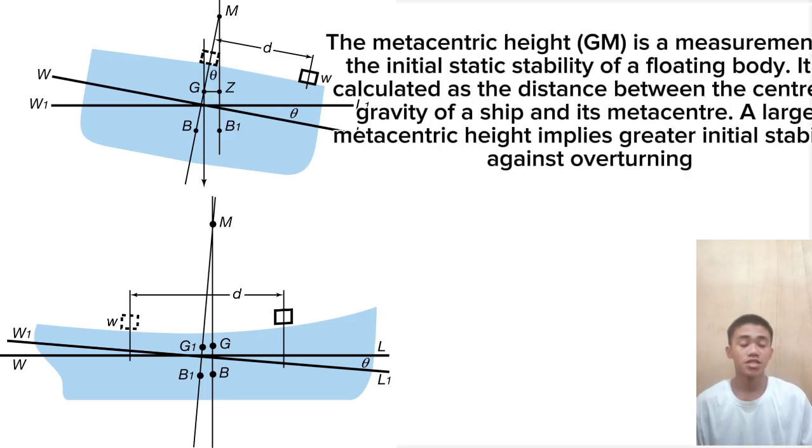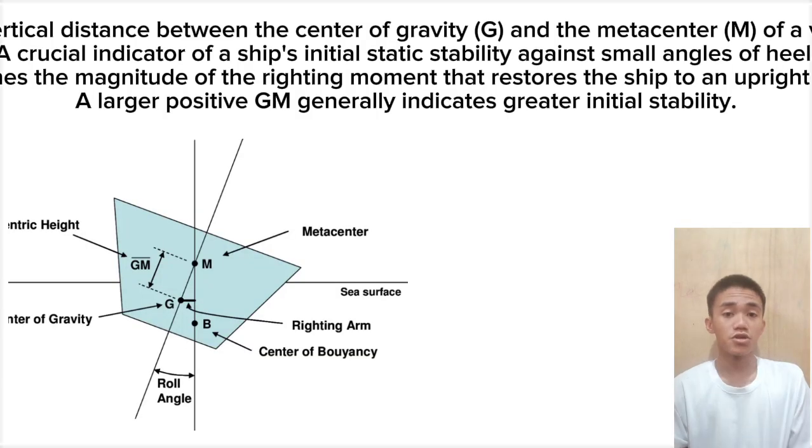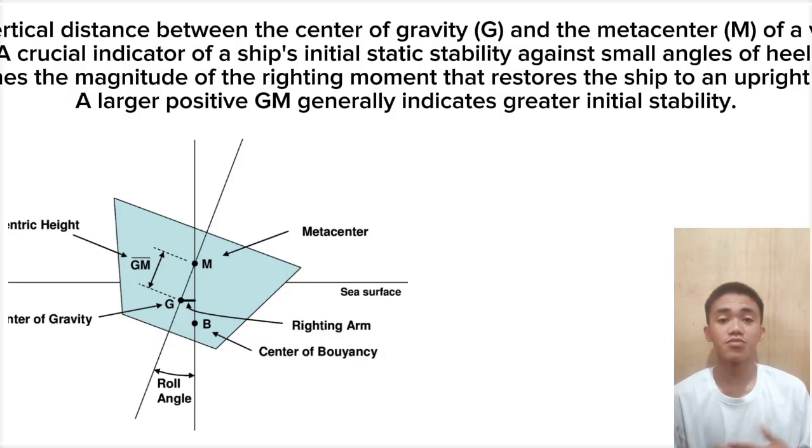A diagram illustrating the center of buoyancy, the center of gravity, and the metacenter of a ship at a small angle of heel. Include labels for the waterline, heeled waterline, and the vertical distance GM. In the bullet points: the vertical distance between the center of gravity, or G, and the metacenter, or M, of a vessel is a crucial indicator of a ship's initial static stability against small angles of heel. It determines the magnitude of the righting moment that restores the ship to an upright position. A larger positive GM generally indicates greater initial stability.